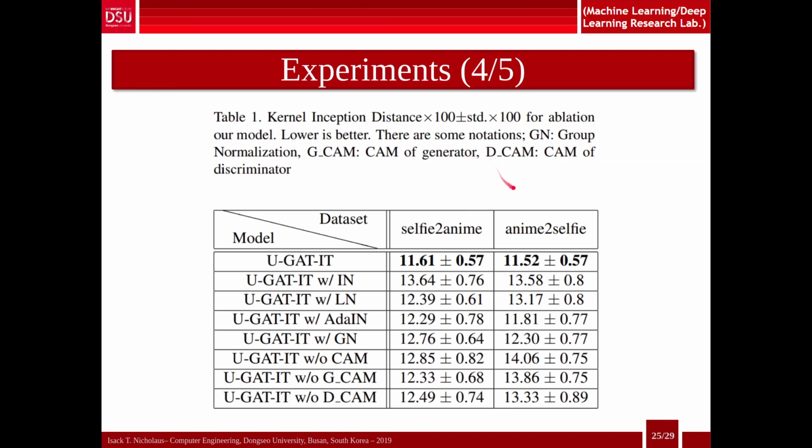And this is a table which represents the different scores by removing or adding something. So here, for example, without instance normalization, this is the score. By using all the components, we can get this score. By using layer normalization only, we can get this score, and so on. So this table shows the importance of each component also.